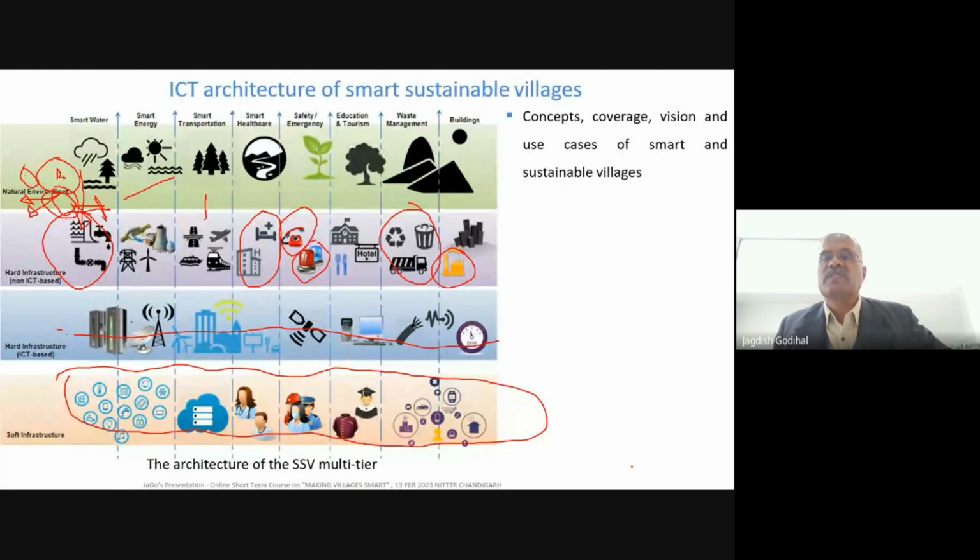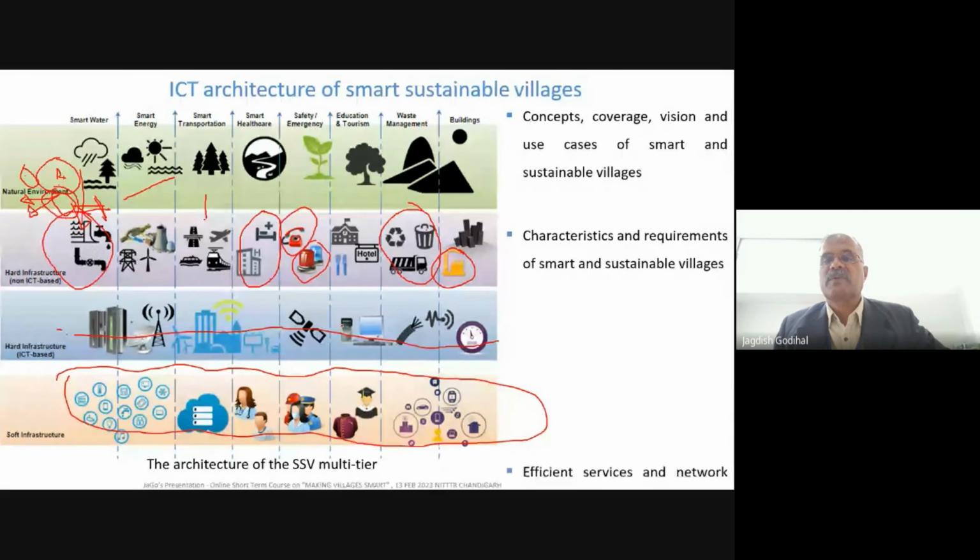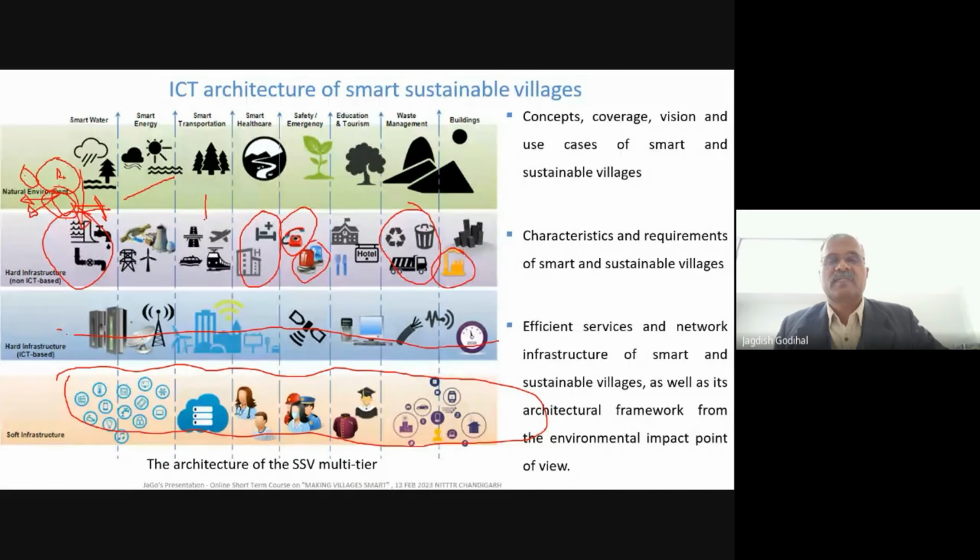The concept, coverage, vision, uses of smart sustainable villages, characteristics and requirements of smart sustainable villages, so that is efficient services, network infrastructures of smart sustainable villages. This is the architectural framework from the environmental impact point of view. Thereby, I can reduce the carbon footprint, and also increase the efficiency and effectiveness of each of the activities the villagers carry on a day-to-day basis. This is one thing I wanted to discuss with you.